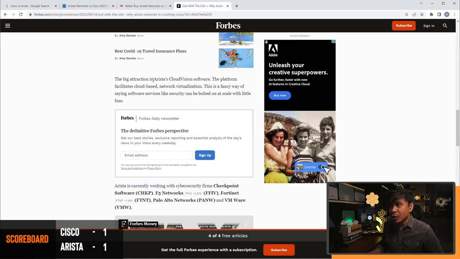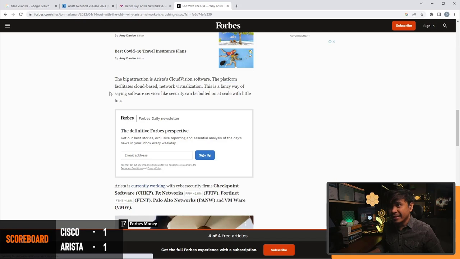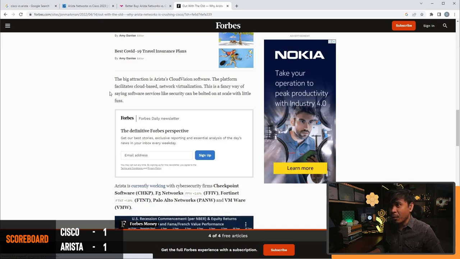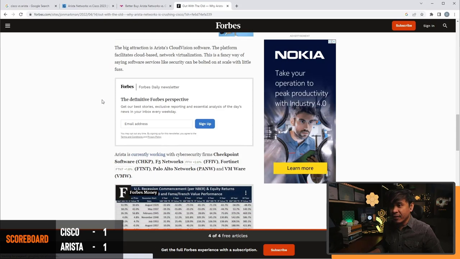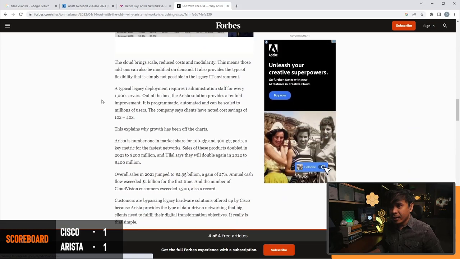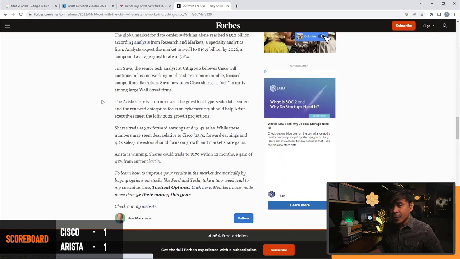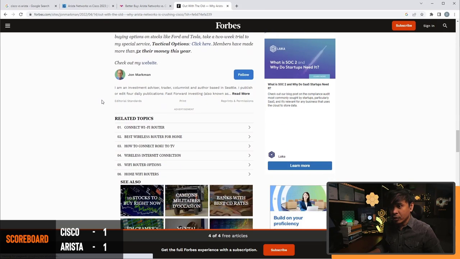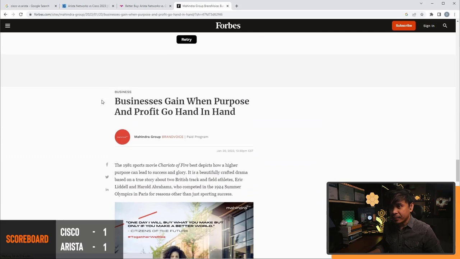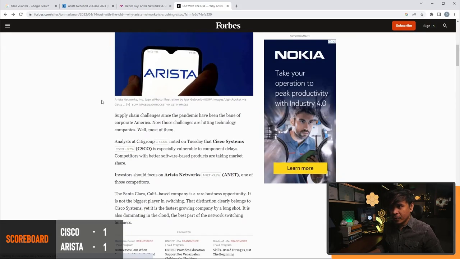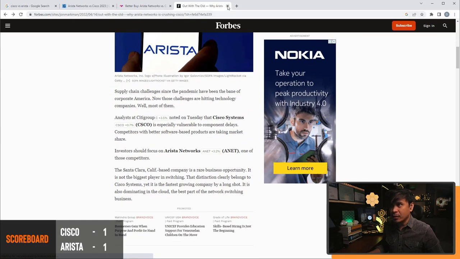The main attraction is Arista's CloudVision software. The platform facilitates cloud-based network virtualization. This is a fancy way of saying software service like security can be bolted at scale with little fuss. Okay, now, there is no comparison between Cisco and Arista technologies, like their network devices, data center portfolio, and solutions. So yeah, we'll drop this. I'm just gonna close this.